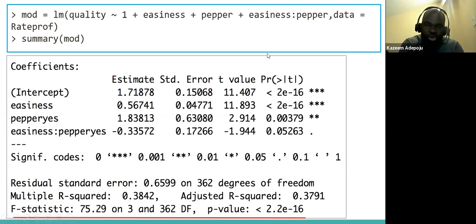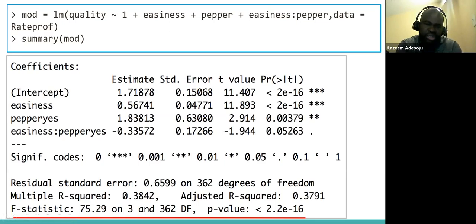Okay? Though the model right here is good, is adequate because of the fact that the p-value is less than 0.05. But you know what? This model is not that good. It's not that good because what I have here has a very small R squared. This is small. It's about 38% of the variation in the response that has been explained by the model. So this is a poor model.